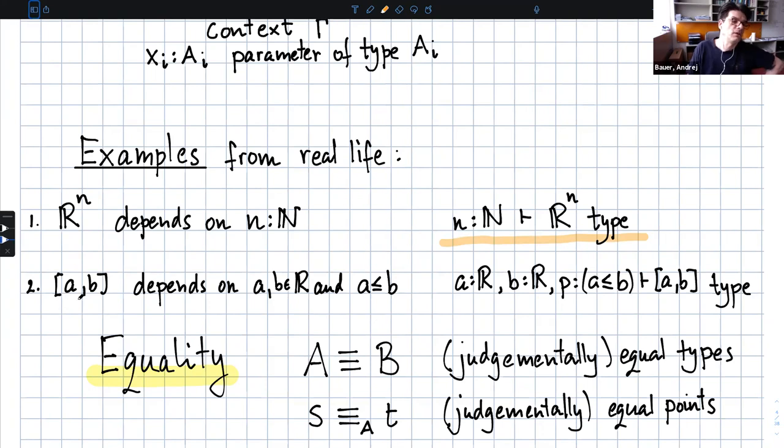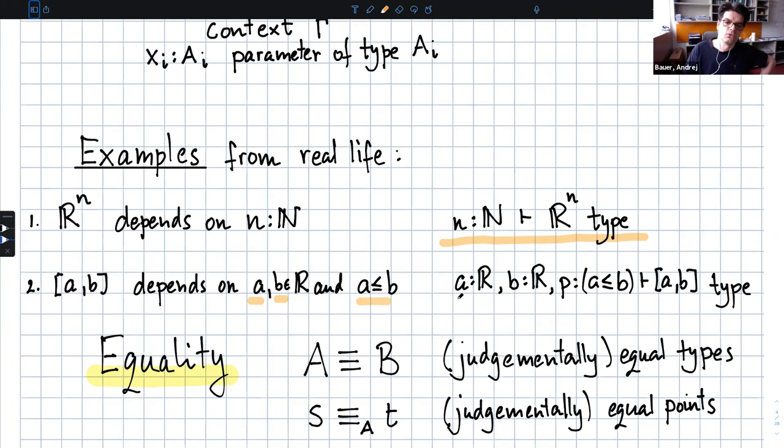So if you take the closed interval of all elements from a to b, then it depends on a couple of things. Now, somewhat surprisingly, it doesn't depend on two things, it depends on three things. It depends on both the endpoints, a and b, obviously, because which interval you get depends on a and b. But suppose you want to say that such an interval is a valid type, provided a is less than or equal to b. Well, then it's also going to depend on the fact that a is less than or equal to b.